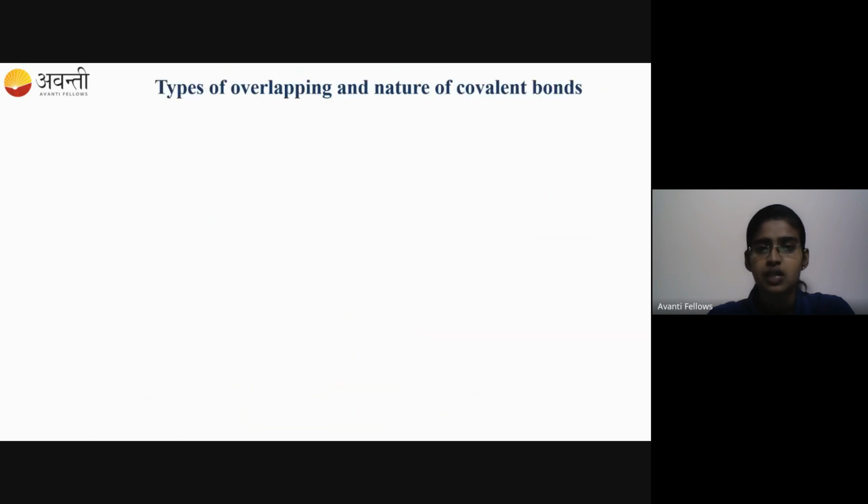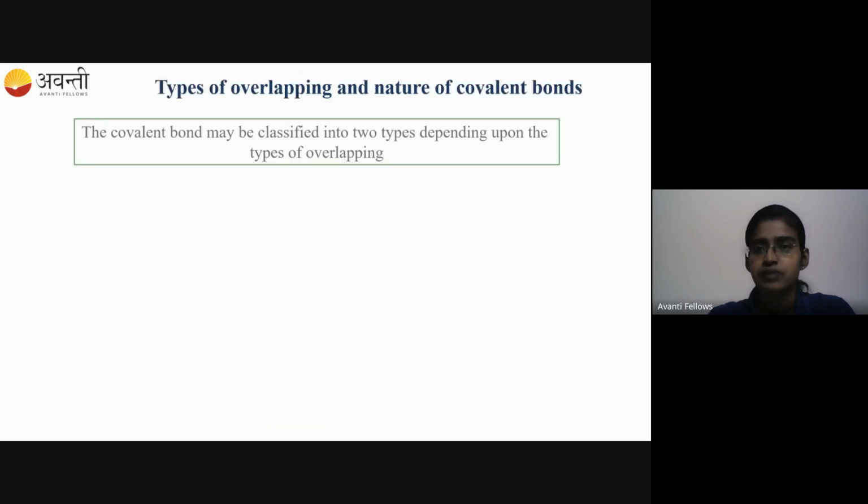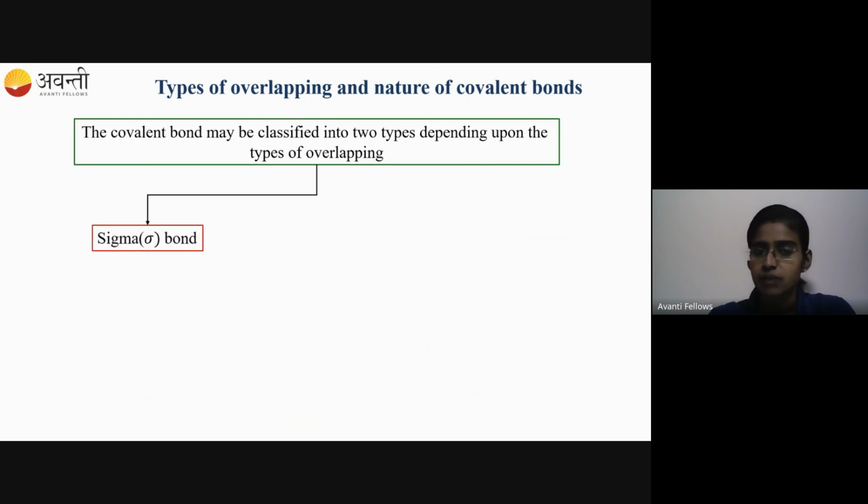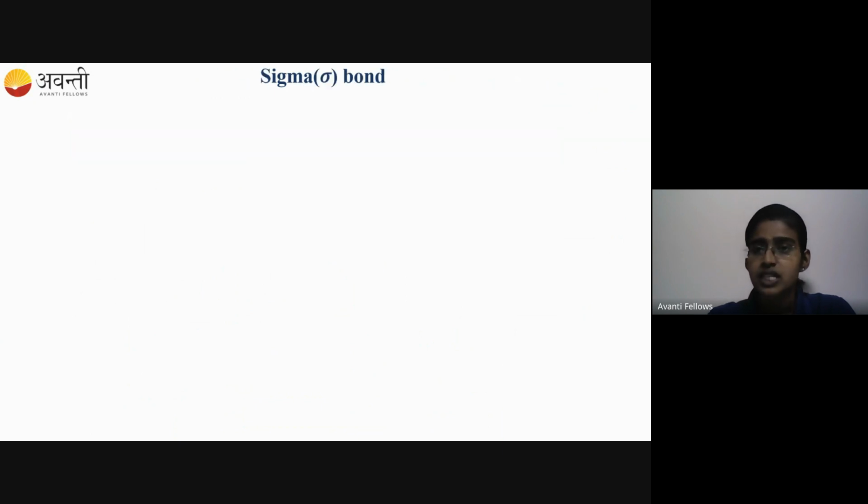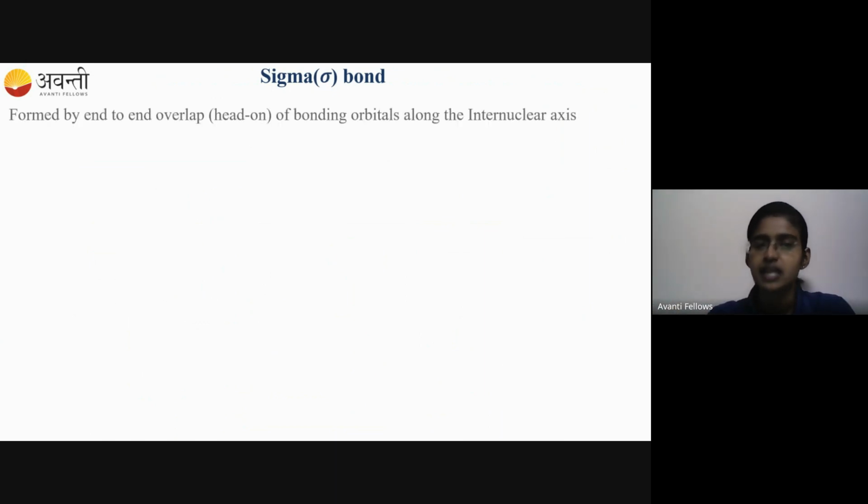Okay. Now let's see the types of overlapping. The covalent bond may be classified into two types depending upon the types of overlapping. One is sigma bond and the other one is pi bond. Sigma bond is formed by the head-on overlap of the atomic orbitals, or we can say end-to-end overlap of bonding orbitals along the internuclear axis.